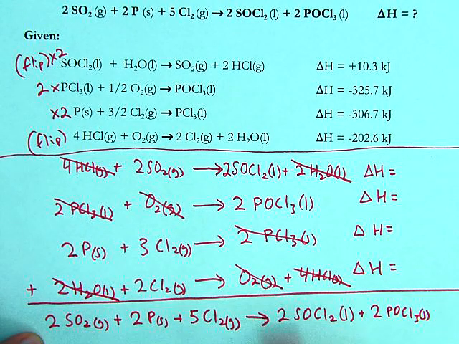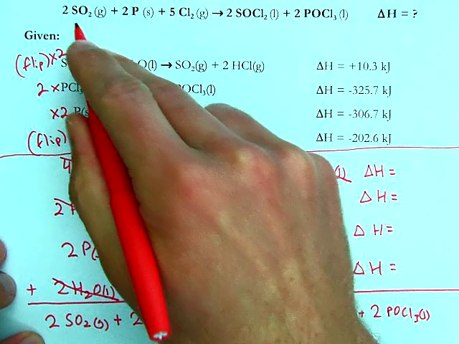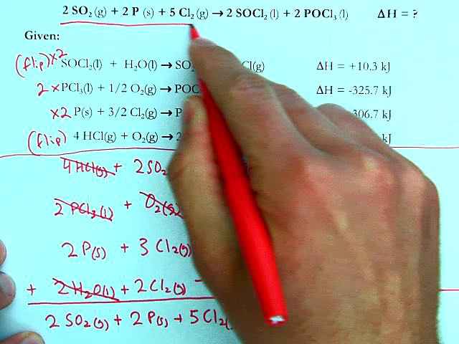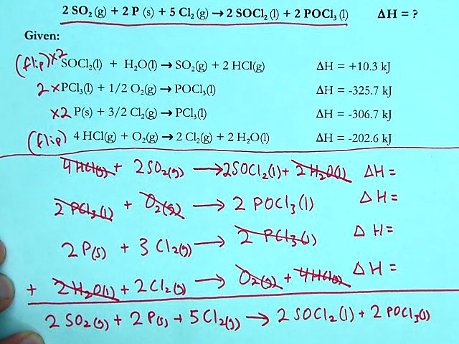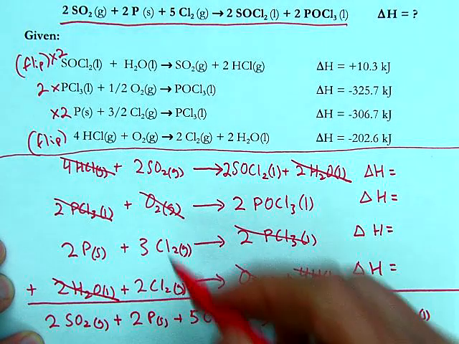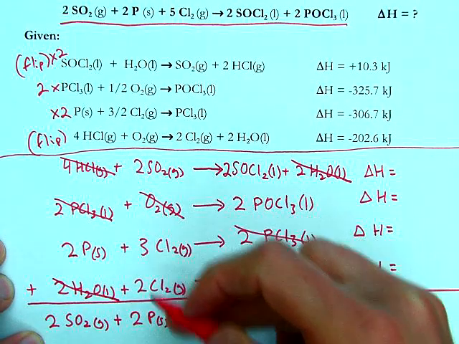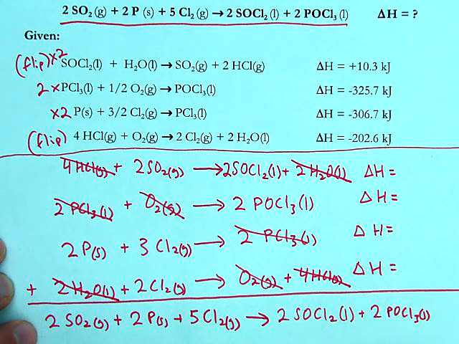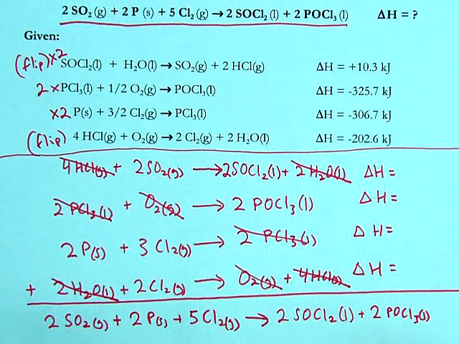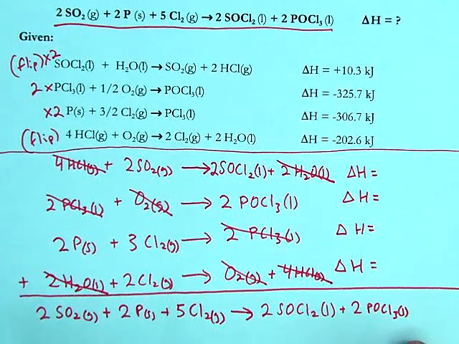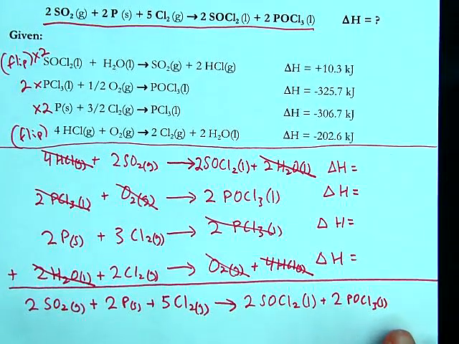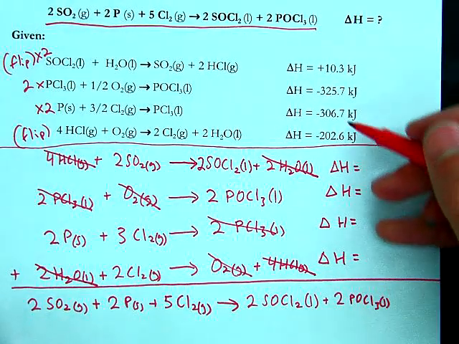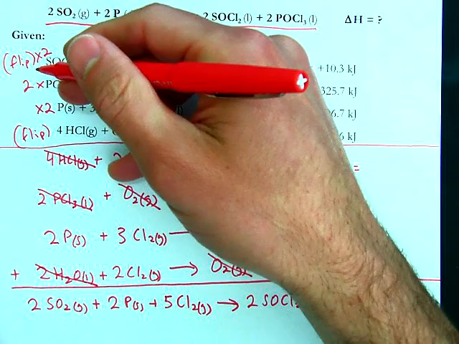Look at this equation. Look at this equation. They're the exact same. If we can add these equations together to get this, then we can add the H values together to get H for this reaction. Okay? Now, I have to change, sorry about the bell, I have to change these values based on what I did.